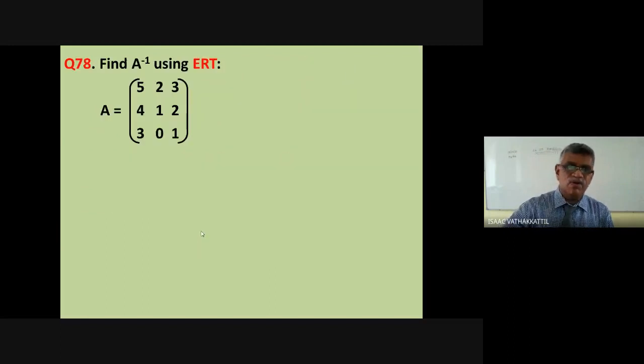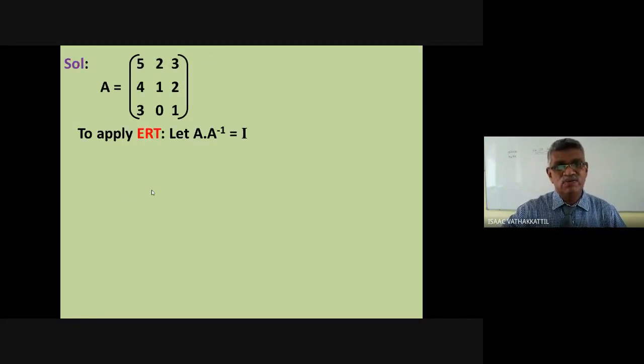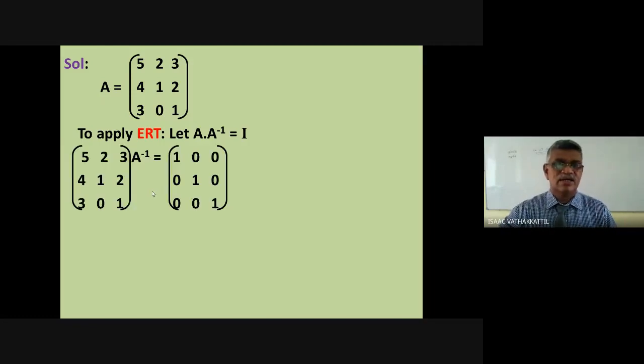Let me pick up one more question where you may encounter. Using ERT, find the inverse. ERT is your row transformation. So where will you start? Let A inverse equal to I. For column transformation, you write A inverse A. So here for ERT, we start with A inverse equal to I.